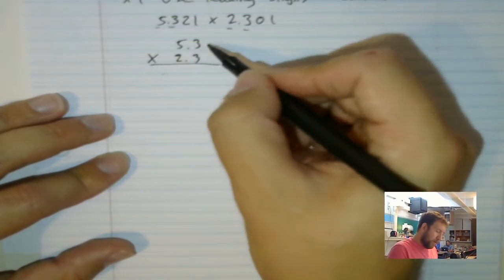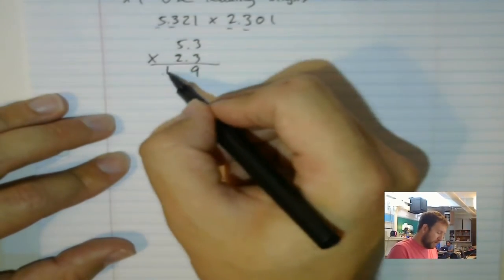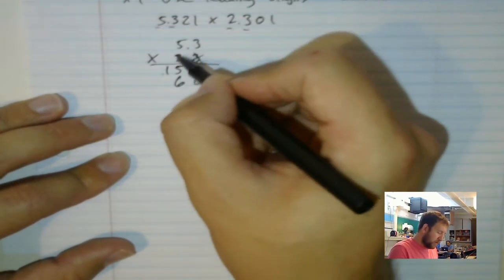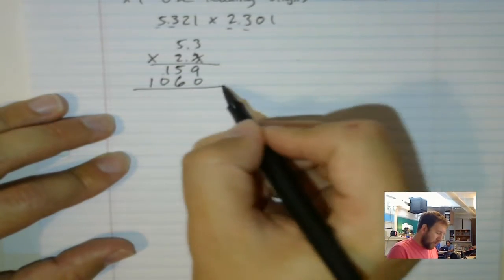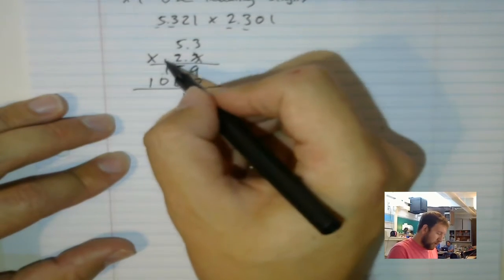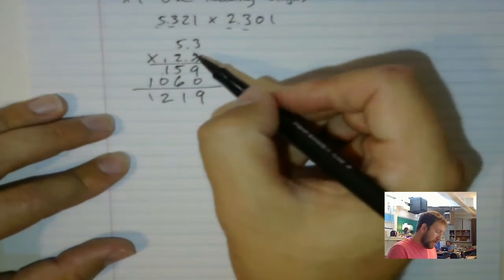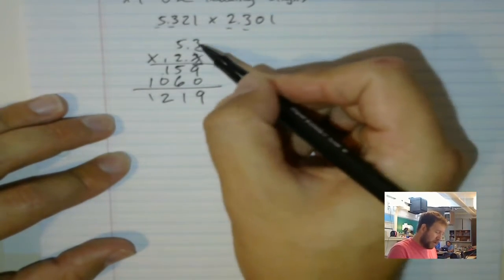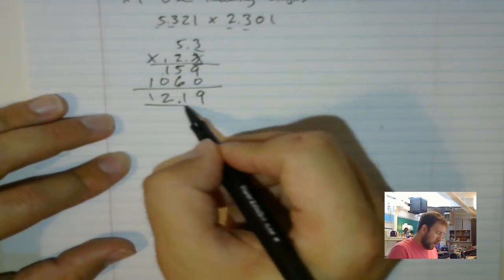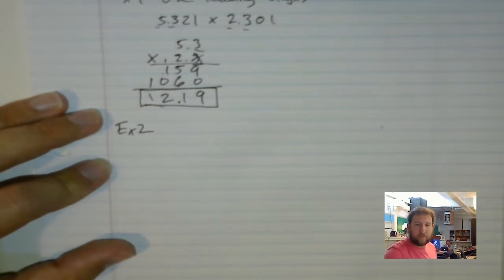3 times 3 is, and I'm going to use my algorithm. 3 times 3 is 9. 3 times 5 is 15. Look past my 3, put a 0. 2 times 3 is 6. 2 times 5 is 10. Add it up. 9. 5 and 6 is 11. 1 and 1 is 2, and 1. So I've got 1,219, but I need to check my digits. I have 1 digit here, 1 digit here, 2 digits, so I'm going to slide my decimal point over 2, for my answer of 12.19.